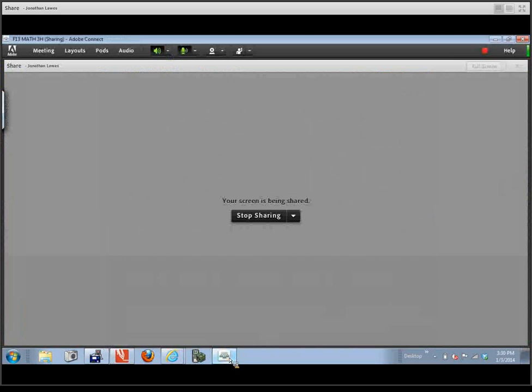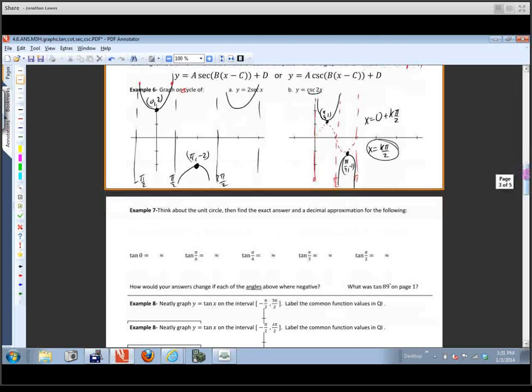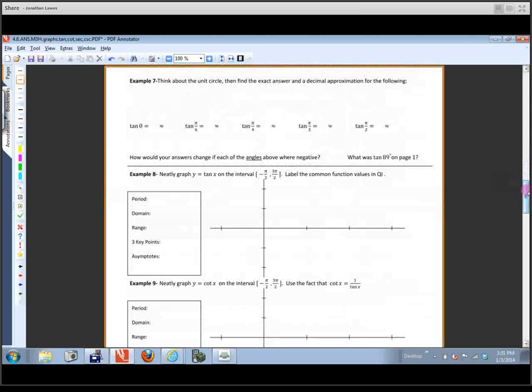So let's go ahead and turn our attention to this next idea, which is we're going to graph tangent and cotangent. And luckily these tend to be a little bit easier, a little bit simpler graphs. But let's go ahead and complete this. So it says, think about the unit circle, then find the exact answer and a decimal approximation for the following.